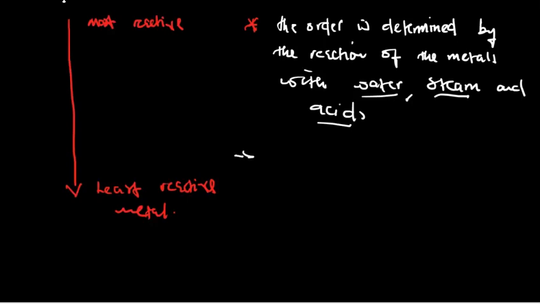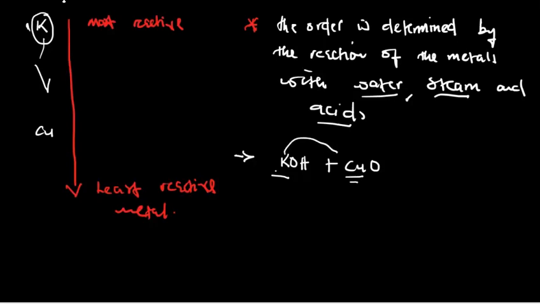Now, for example, suppose we have potassium here and we have copper here, and suppose potassium is reacting with copper oxide. The metal which is on top is capable of displacing the metal which is below it. So the metal higher up in the series will displace the one below from the aqueous solution. Because potassium is higher in reactivity, it will displace the copper. Are you able to see?